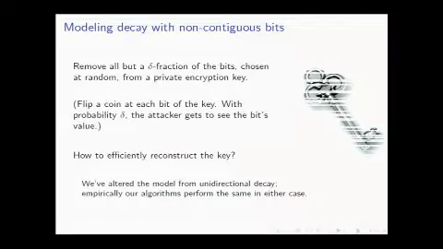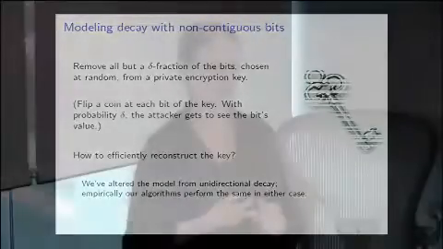And that is, in fact, what we do. So I'm going to propose this slightly different model of decay of keys with non-contiguous bits. You remove all but some delta fraction of the bits chosen at random from a private key. Or another way of stating this, you can flip a coin at each bit of the key, and with some probability the attacker gets to see the value of that bit. Is it possible to reconstruct the key?